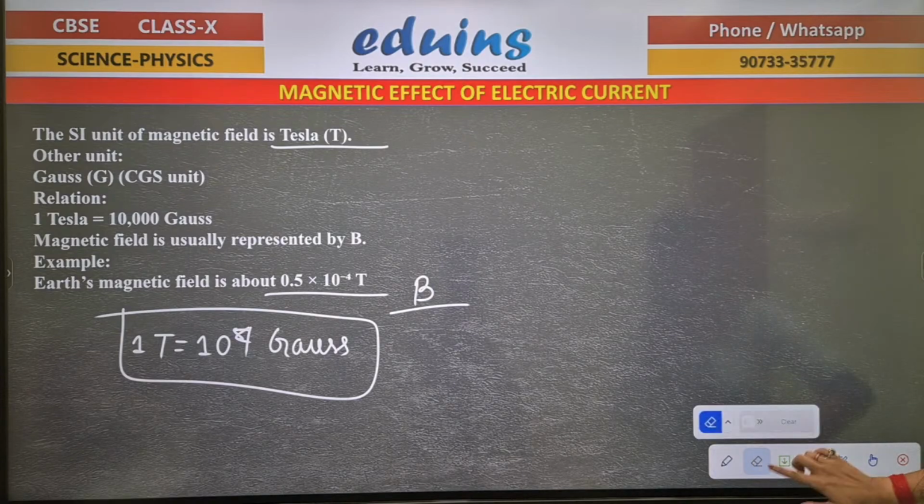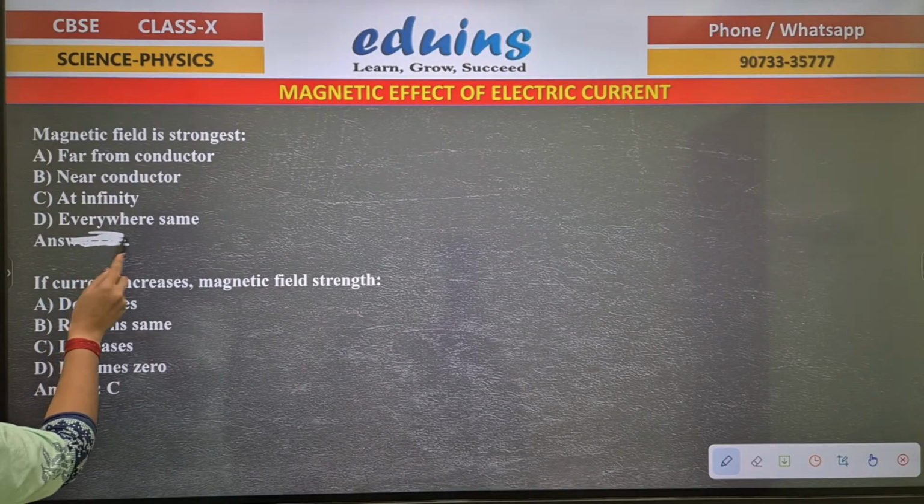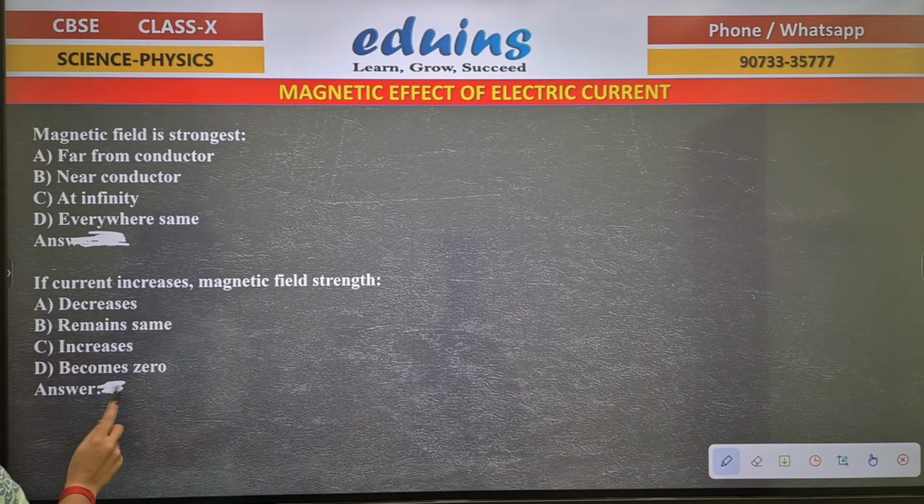So questions from the topic. Where is the magnetic field strongest? Far from the conductor, nearer to the conductor, at infinity, or the same everywhere? This is the factor that affects the magnetic effect of the current. So what will be the answer? Can anyone give the answer?